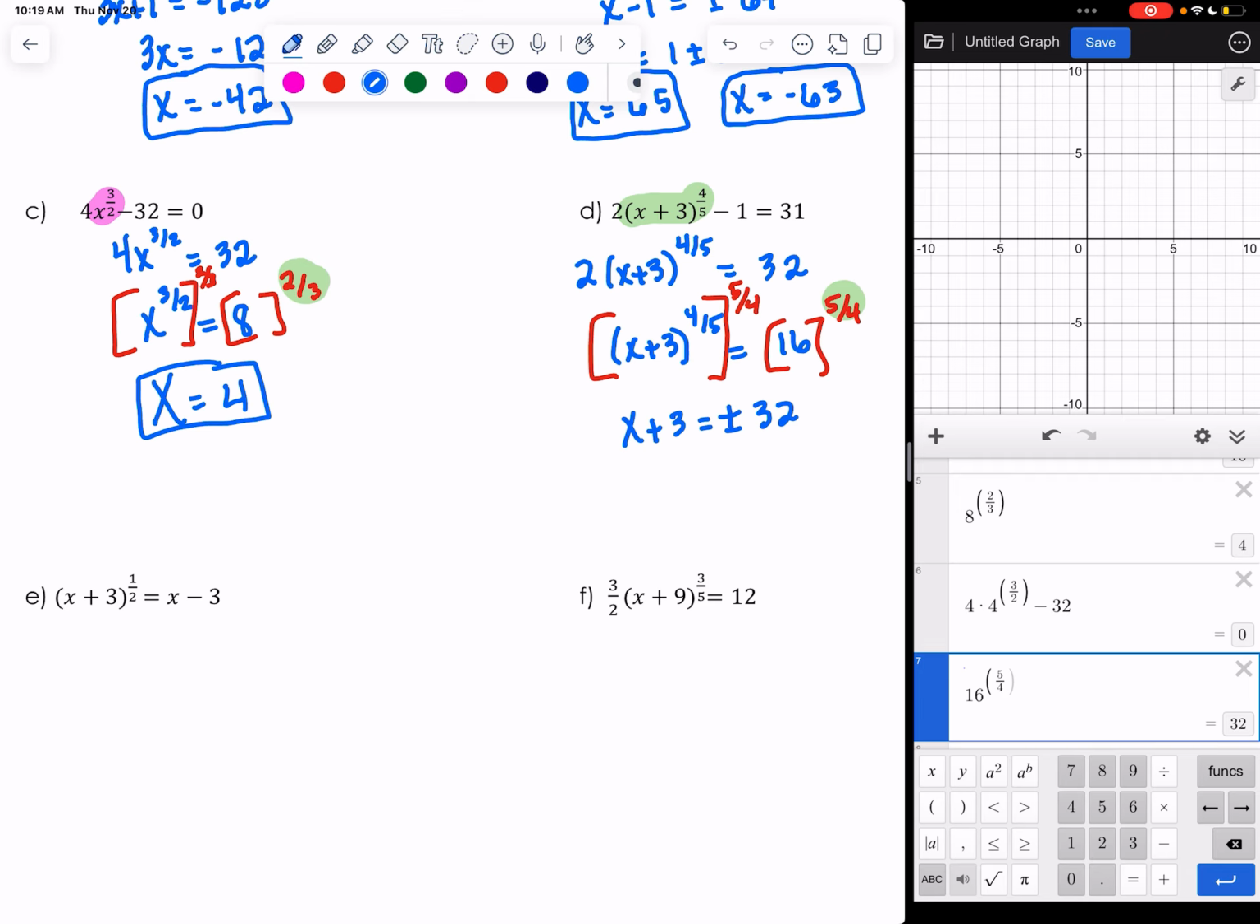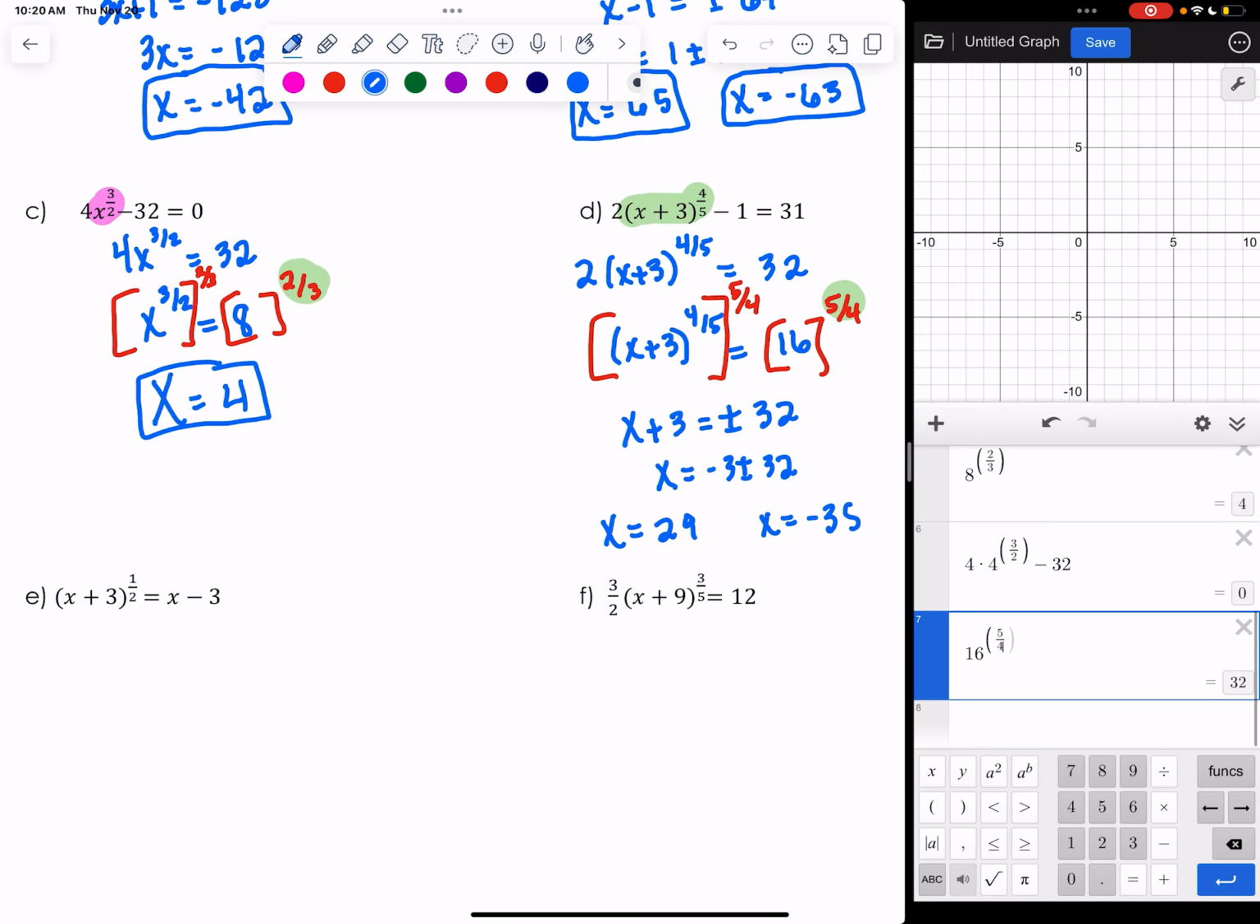Now, to solve the problem, we'll subtract 3 from both sides. So this would be negative 3 plus or minus 32. So we're going to get two solutions. So negative 3 plus 32 would be positive 29. Negative 3 minus 32 would be negative 35.